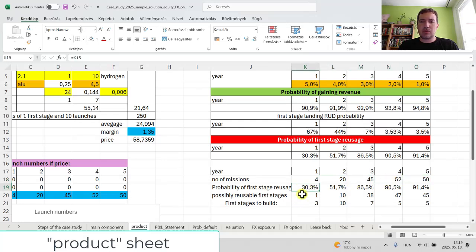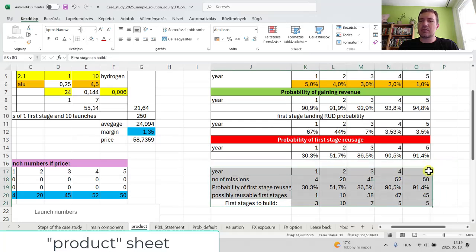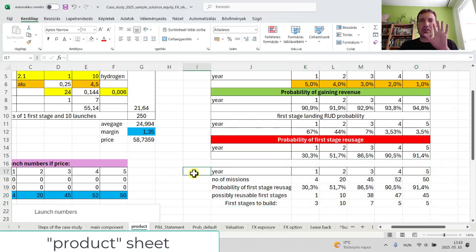immediately. Also, this will come with the probability of stage reusage and the probability of possibly reusable first stages. So first stages to build will be the difference of the missions and the reused first stages. So with all doing the math, this is automatic, so you don't have to touch it, but you can use this table for further purposes. Okay, so that was all for the production development.